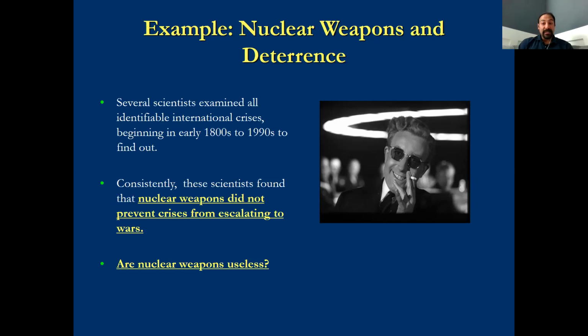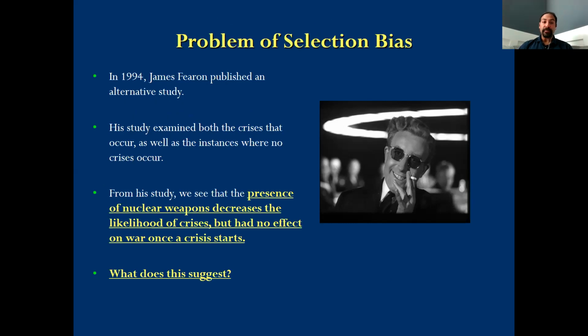And so that suggested that nuclear weapons had no effect at all, right? If we examined all the international crises and saw cases with nuclear weapons were just as likely to escalate to an interstate war as cases without nuclear weapons, that would lead us to the conclusion that nuclear weapons are useless. But what's going on here maybe is that we're suffering from selection bias, right? If we only look at the crises, we're basically neglecting the decision by states to actually enter into crises in the first place. And that's a strategic decision.